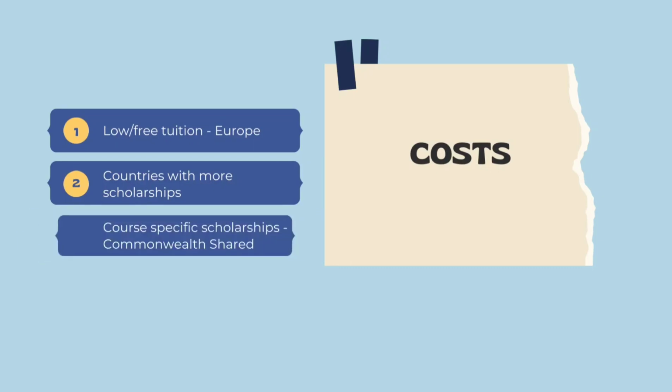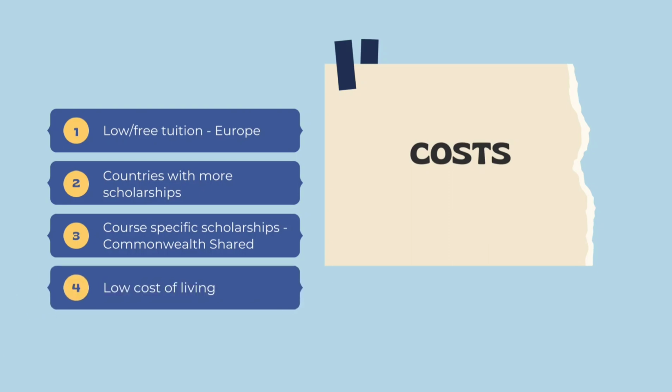There are also course-specific scholarships like the Commonwealth Shared Scholarship or the Weidenfeld-Hoffman Trust Scholarship at Oxford. These scholarships are only offered for specific courses. You can check eligible courses in the websites of these scholarships and see if you want to apply to any of these courses to maximize your chances of funding. Finally, you might also want to check the cost of living of different countries and cities.